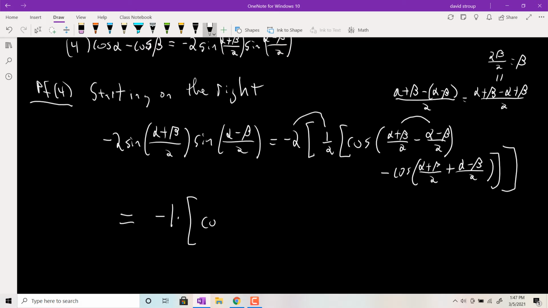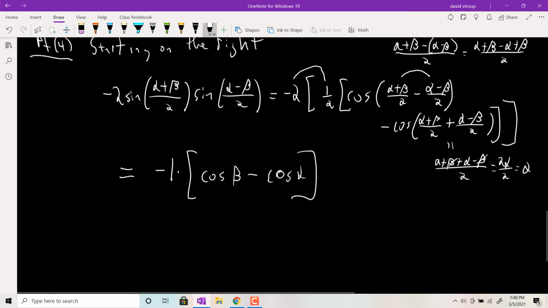So on the inside there we have first cosine of beta, and then minus this thing, right? So if we combine the numerators over the common denominator, we'll have alpha plus beta plus alpha minus beta over 2. And this time the betas cancel out. So you'll just be left with 2 alphas over 2, which is alpha. Okay, so minus cosine of alpha. And then you could distribute this -1 through the terms. And you get negative cosine beta plus cosine alpha.